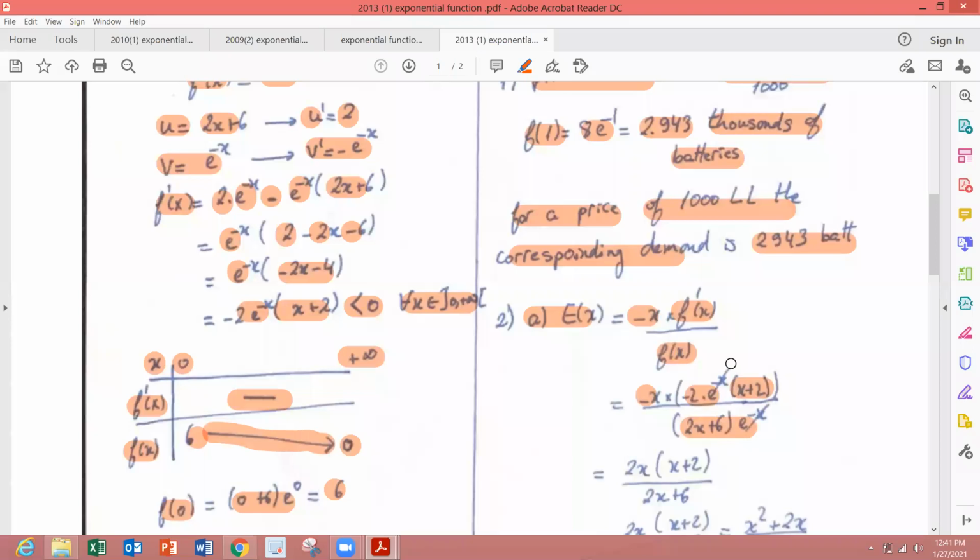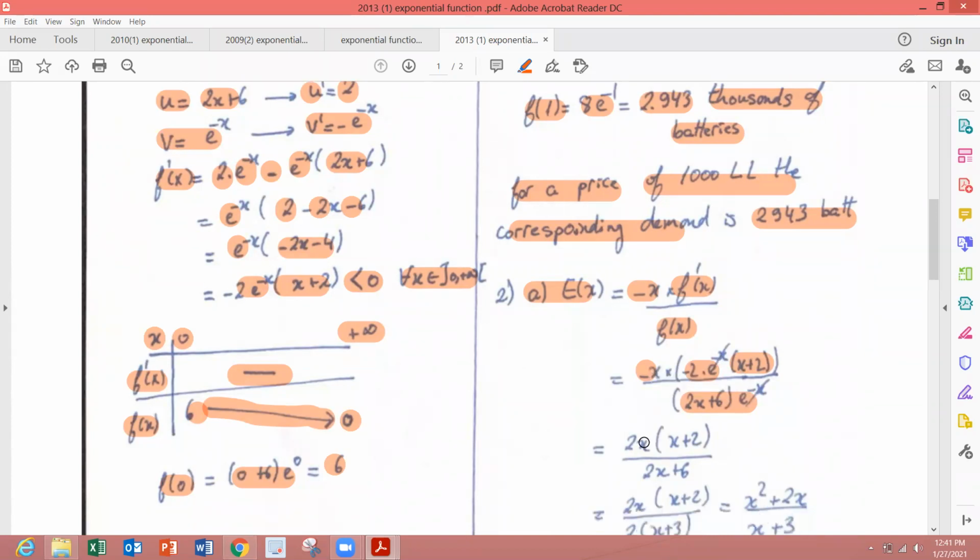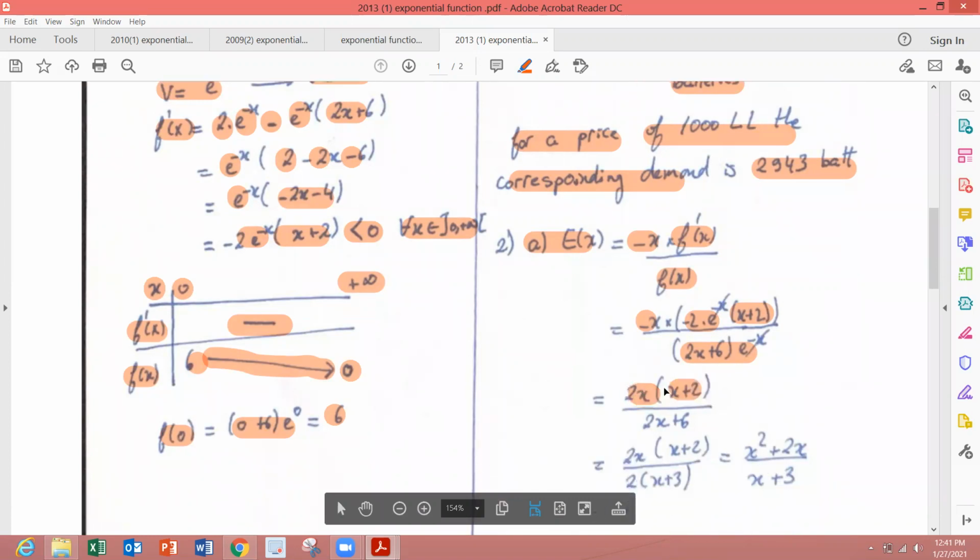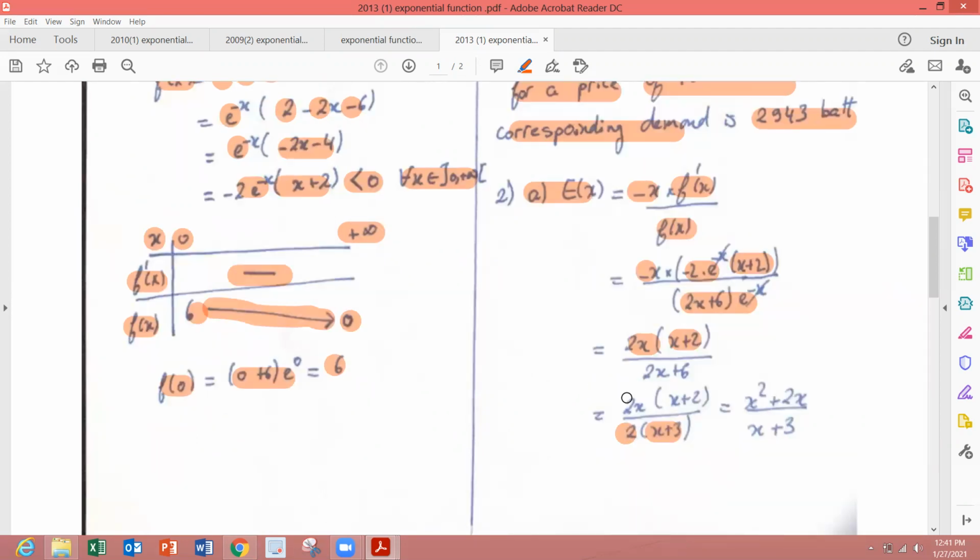E to the minus x and e to the minus x, since it is of the form of a product, we can simplify. Then we get minus x times 2 is 2x into x plus 2. We expand, or we can take 2 common in the denominator, it's here 2 into x plus 3. 2 and 2 simplified. We expand x times x, x squared plus 2x over x plus 3. This is the elasticity.